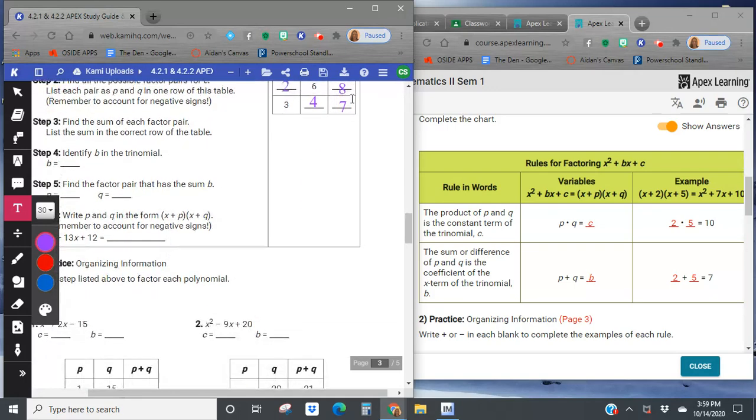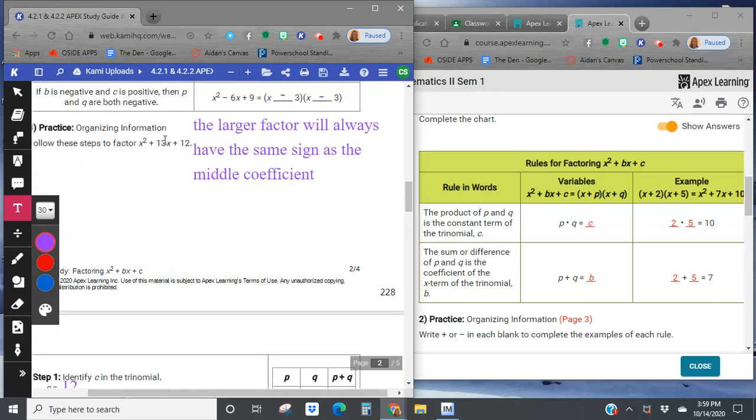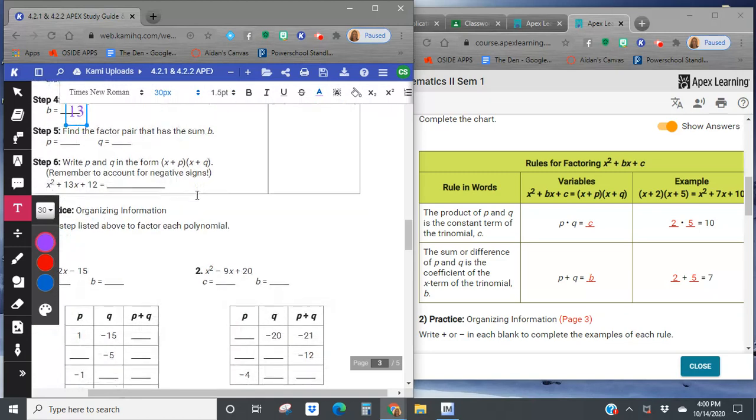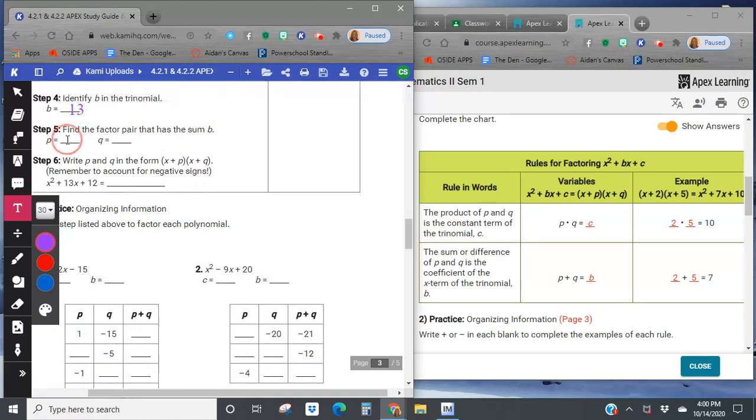Find the sum of each factor pair, which is done in the table. Now identify b in the trinomial, which happens to be 13. Go back to the factor pair that had the same sum as your b. So that's when p was 1 and q was 12. Write p and q in the form of x plus p and x plus q, and that's your final answer.